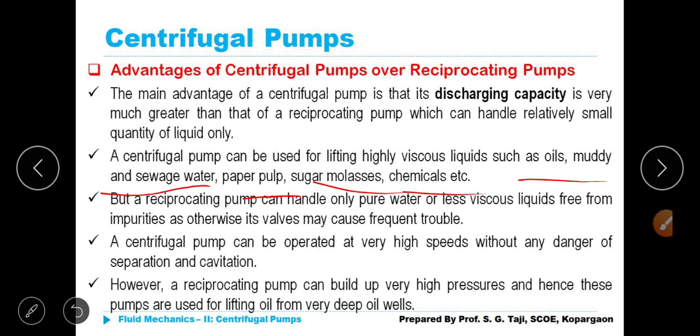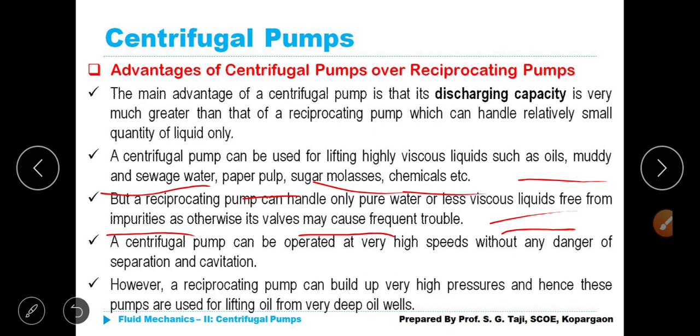But a reciprocating pump can handle only pure water or less viscous liquids, free from impurities, as otherwise the valves may cause frequent trouble. So that's why reciprocating pump is hardly in use, or it is not popularly and widely used. That is the basic difference. So likewise, you have to study and understand the difference between two types of pumps. So that's why centrifugal pumps rightly have been said to be more popularly and widely used everywhere.